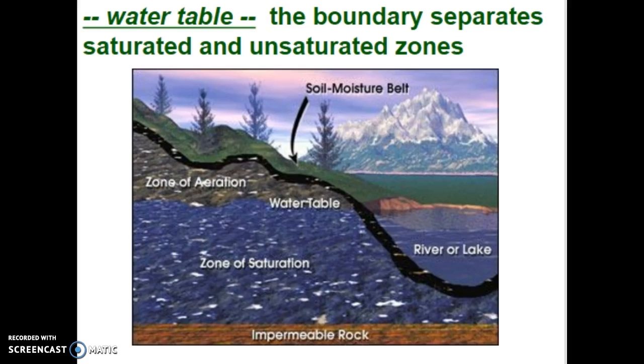The water table is what we call that boundary that separates the saturated and unsaturated zones. In order to get groundwater, you have to be below the water table. The water table will be at the very lowest point where any outstanding body of water, a river or a lake, is at that same level. Under the soil and other areas, that's where the water table will be.